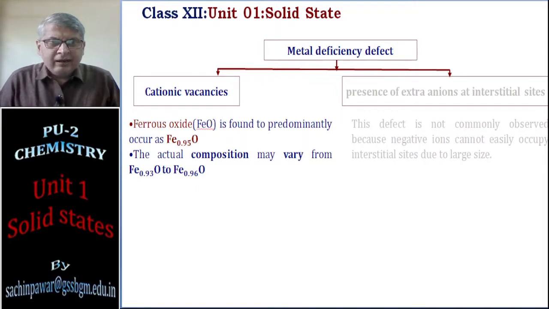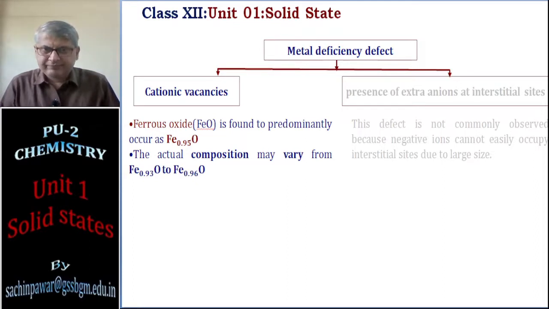So the empirical formula which we write is FeO, but in actual practice it is not that. The formula of ferrous oxide is Fe0.95O, and it ranges between 0.93 to 0.96. Why? It is because of cation vacancies. Let's see the detail about this.